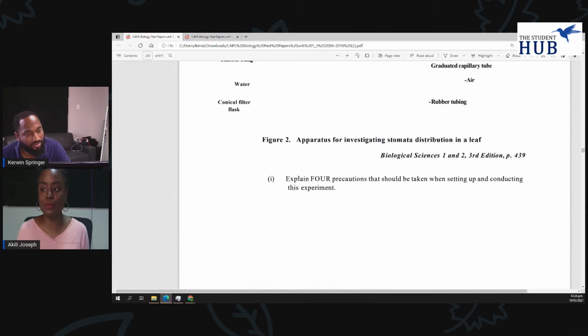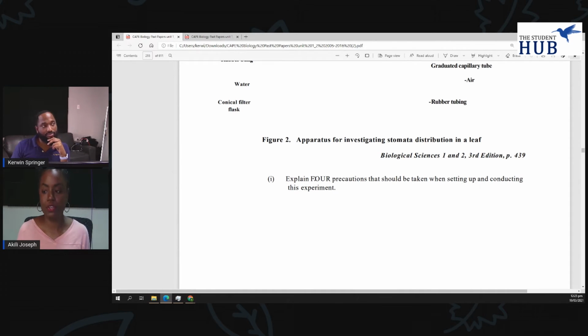Because sometimes that keyword of explain versus list means that if you only list it, you might only get half the marks, because the other half is for your explanations. Because you don't have access to the mark scheme before the exam, you kind of want to just be safe and leave no doubt with the examiner. So we do exactly what they ask us to do. So that will take care of explaining your 4 precautions for the setup.